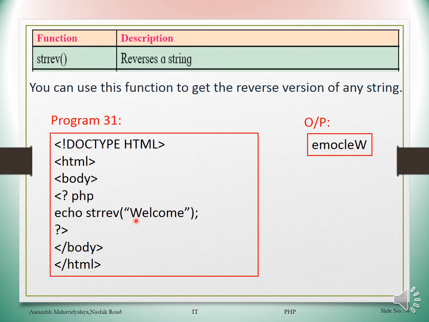Here if there is any specific capital letter, then that capital letter will be displayed as it is, whatever its position may be. If it is at the second, third or fourth position, then it will be displayed at that specific position with the caps on. This is the string reverse.